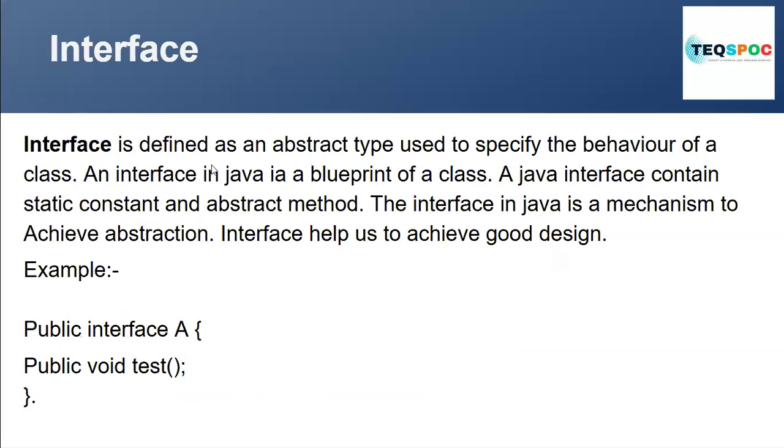Now coming to first, what is basically an interface? Interface is defined as an abstract type used to specify the behavior of the class. We will first see the definition. Some students may get the point from the definition, some may not get what is written inside it. Then we will move toward the example. Through the example, everybody will understand what we are talking about. So interface is defined as an abstract type used to specify the behavior of the class.